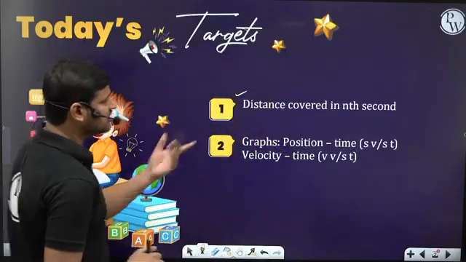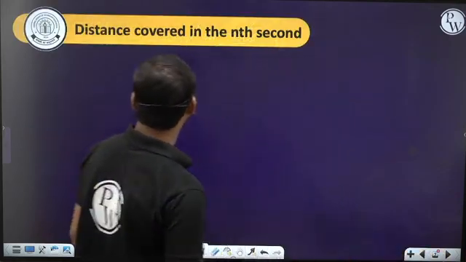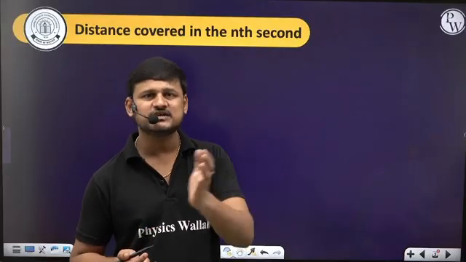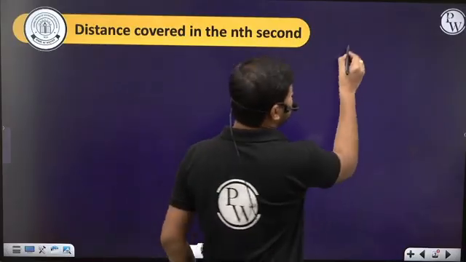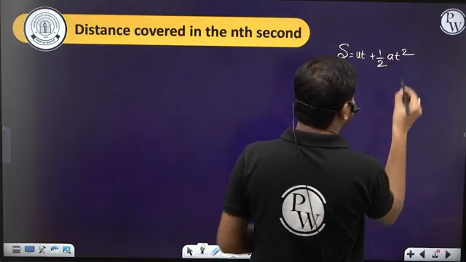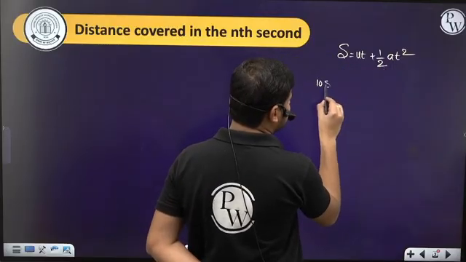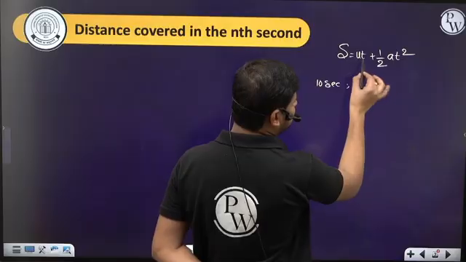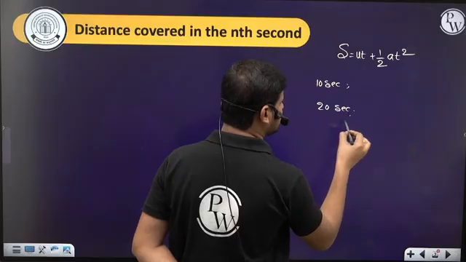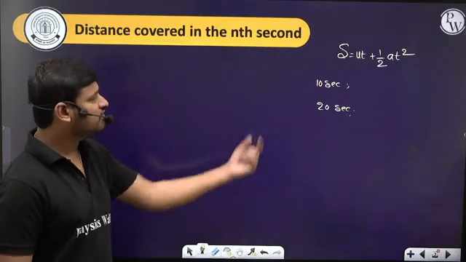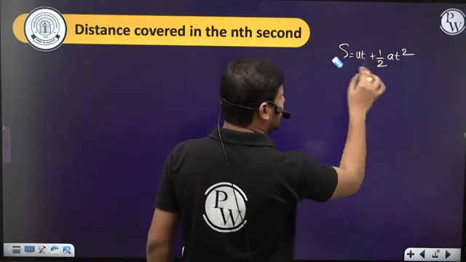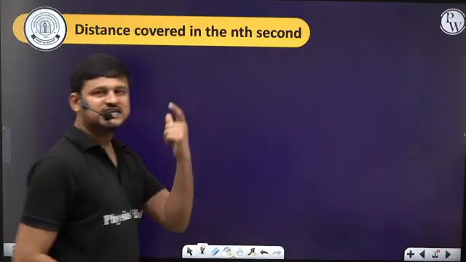So let's start with the first one, the distance covered in the nth second. Till now we know the distance covered in some time, S is equal to ut plus half at square. It gives the distance covered in some t seconds. Let's suppose in 10 seconds how much distance the body has covered, then in place of t you substitute 10, or in 20 seconds, you substitute 20 in place of t. This is fine, but I need how much distance an object has traveled in a particular second.